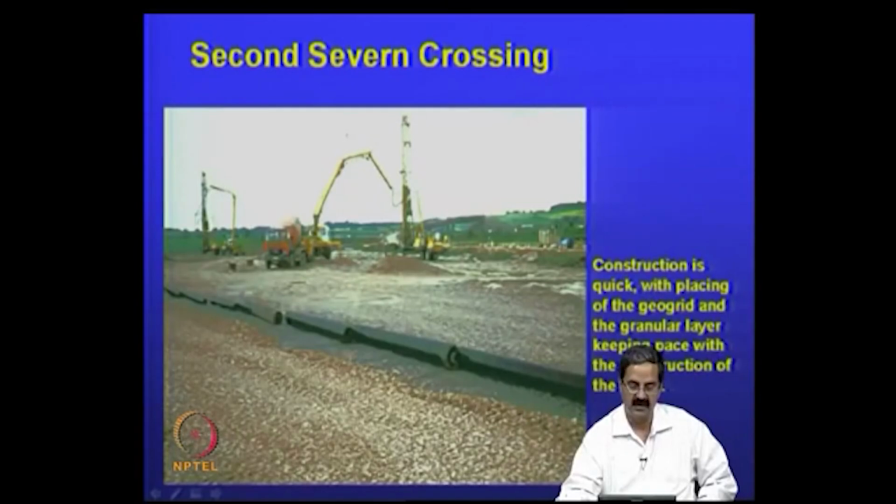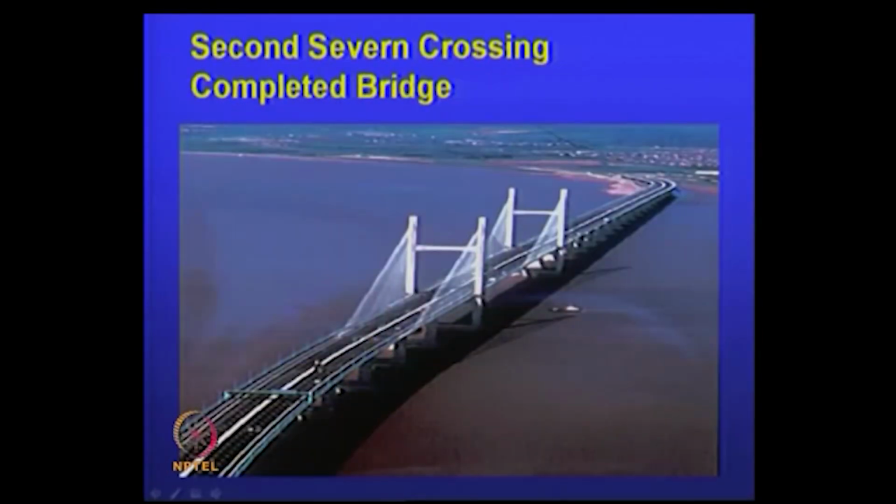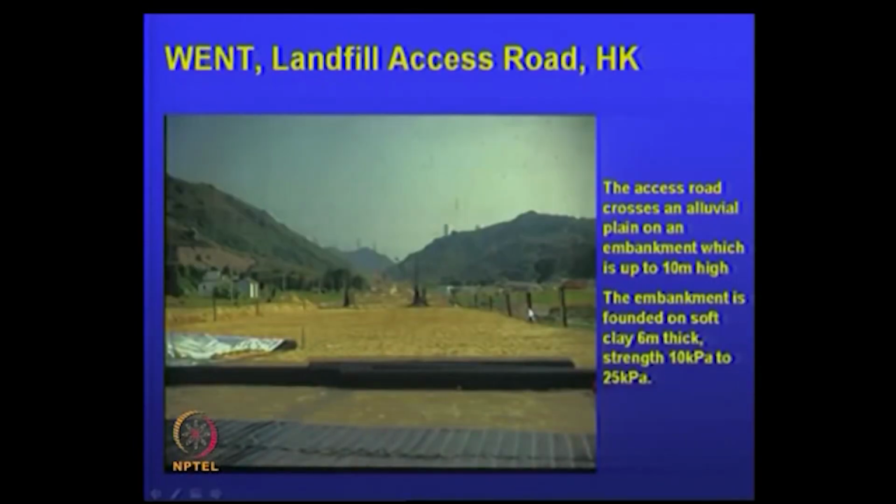So, the construction is also quite fast in this case, and this is the way that in all these materials it looks like stone columns. And there is another one that we have, there is an access road, and then the embankment height is about 10 meters.